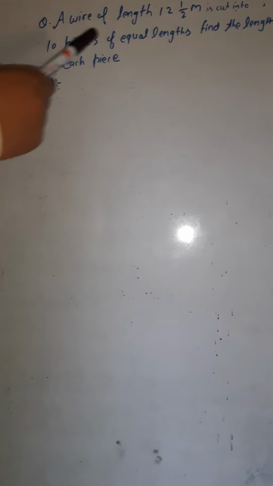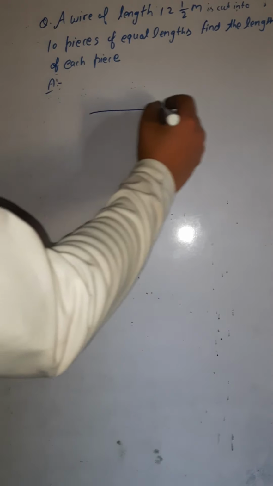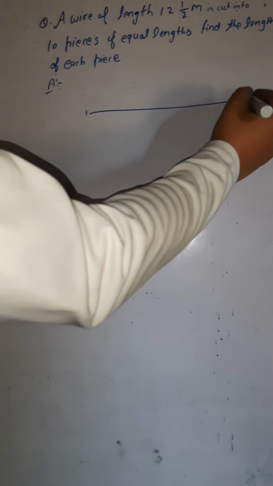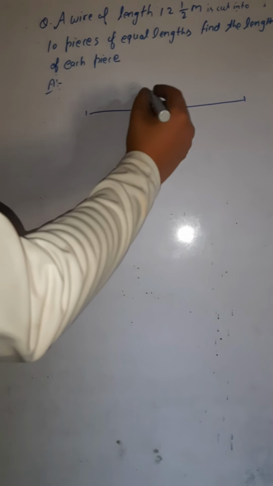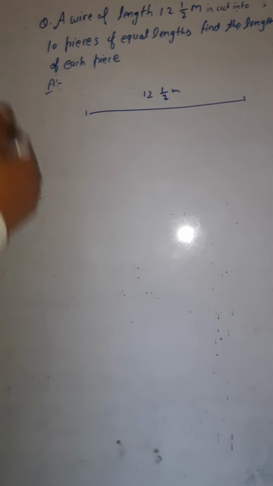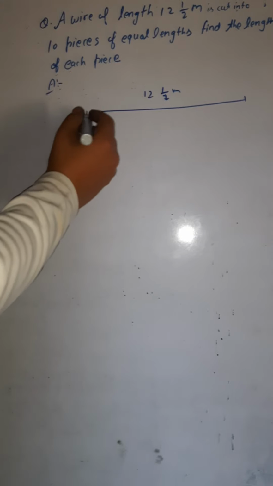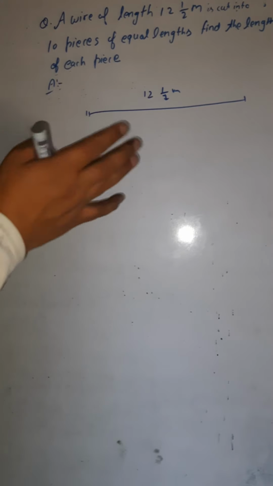Now you see, this is the next question which I have written on the board. And the question is, a wire of length 12 whole 1 by 2 meter is cut into 10 pieces of equal length. Find the length of each piece. You have a wire here, and let's say the length of the complete wire is this much, 12 whole 1 by 2 meter. This is the length of the complete wire. Now I have to cut this wire into 10 equal pieces. All the pieces are equal.